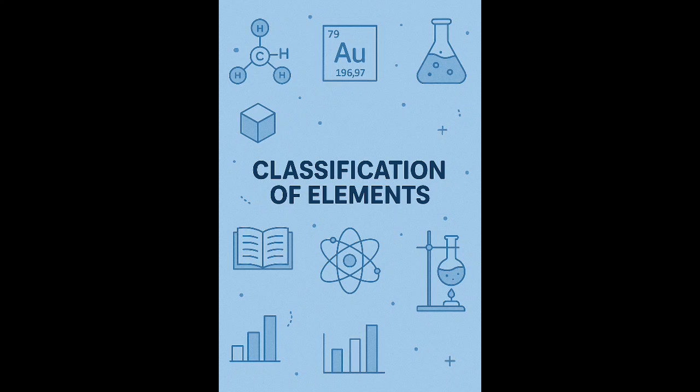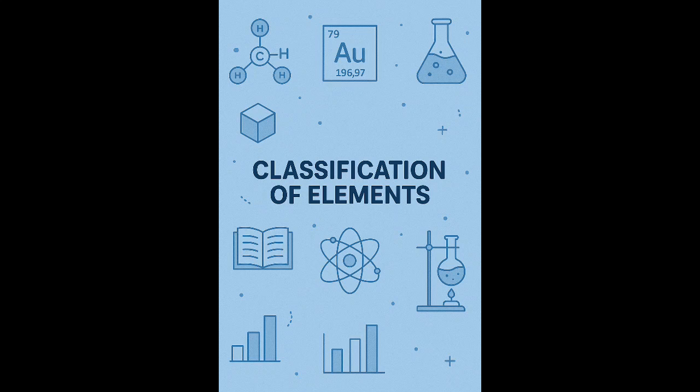Which are the most reactive metals? Group IA, alkali metals. Which are the most reactive nonmetals? Group VIIA, halogens.